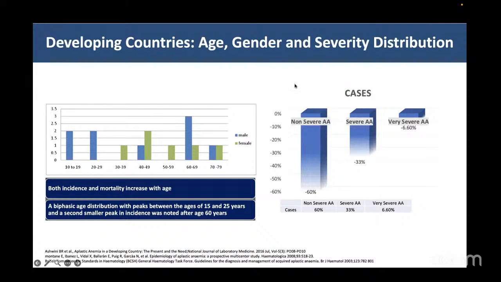In the developing countries, we can see in the diagrams the values for the severe, very severe, and non-severe aplastic cases, and we can see the predominance of non-severe aplastic anemia. We will see how these types are classified as per the Camitta classification in a while. On the left side, we can see that the incidence and mortality both increase with age, likely because of age-related additional risk factors.